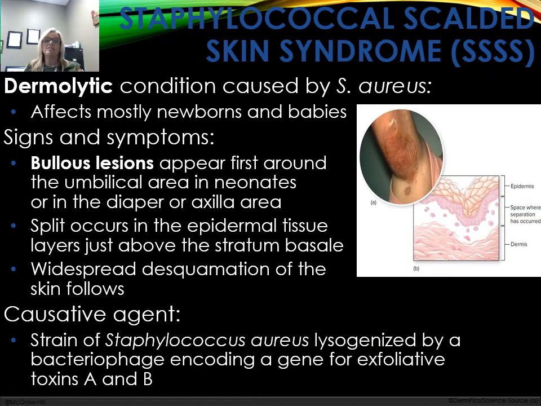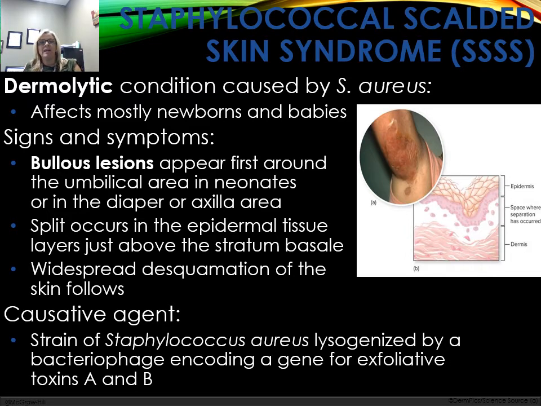All right, so now we're looking at staphylococcal scalded skin syndrome, SSSS, okay? And so this is a dermolytic condition. Dermolytic means capable of damaging the skin, the dermis, okay? Here we're talking about it being caused by Staphylococcus aureus. This can affect mostly newborns and babies, sometimes children and adults. You're going to have what's called a bullous-type lesion that's going to appear around the umbilical area, often in neonates. Sometimes in the diaper area or the armpit axilla area as well.